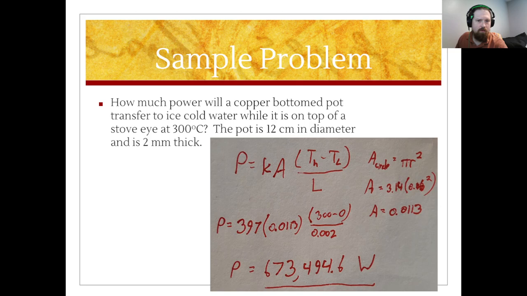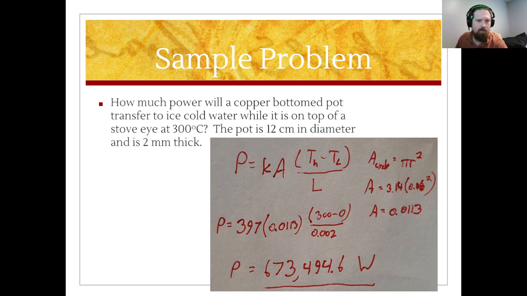Admittedly, we were given millimeters for our thickness. We do need to convert that to meters before we use it. We were also told the diameter of the pot. This is useful information, but the formula doesn't call for diameter, it calls for surface area.